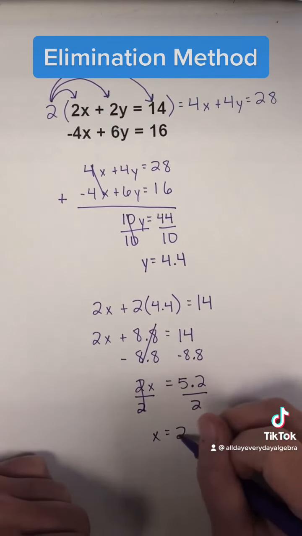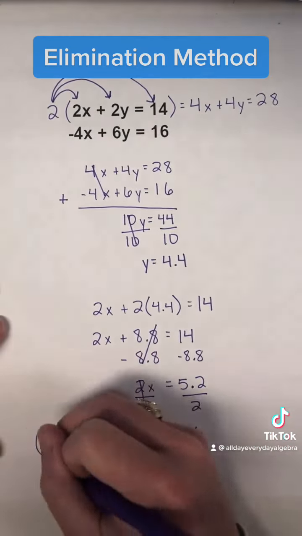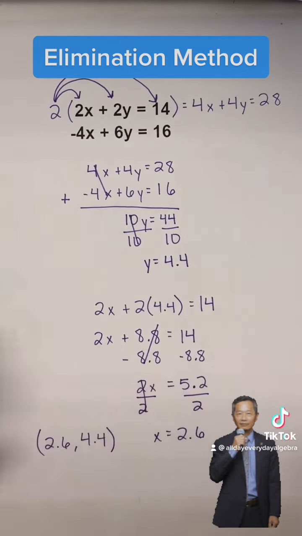get x equals 2.6. So our final answer is 2.6, 4.4.